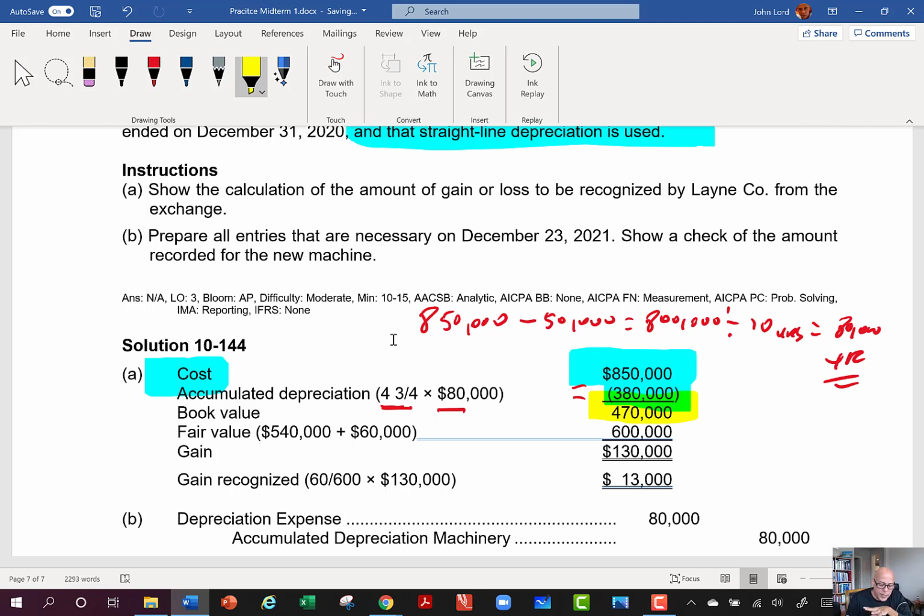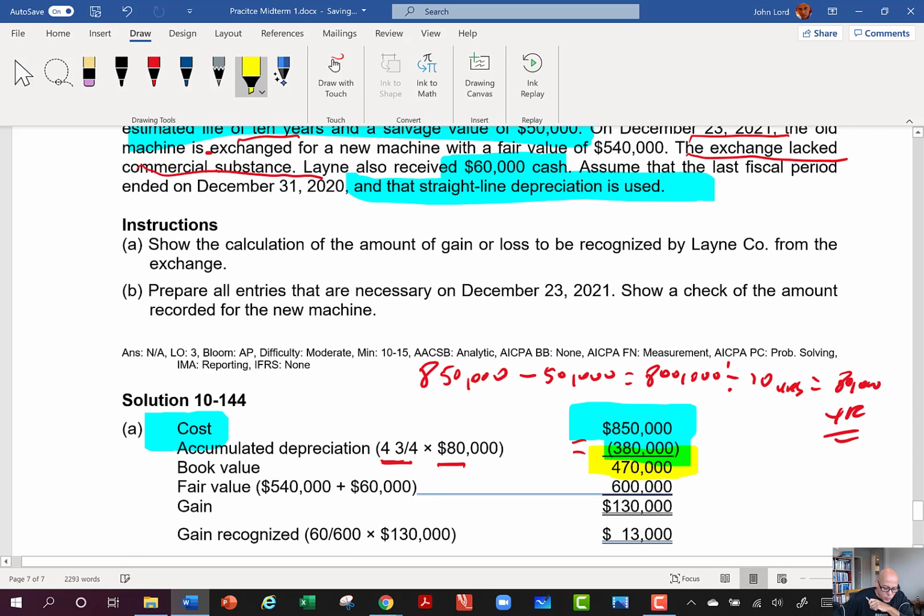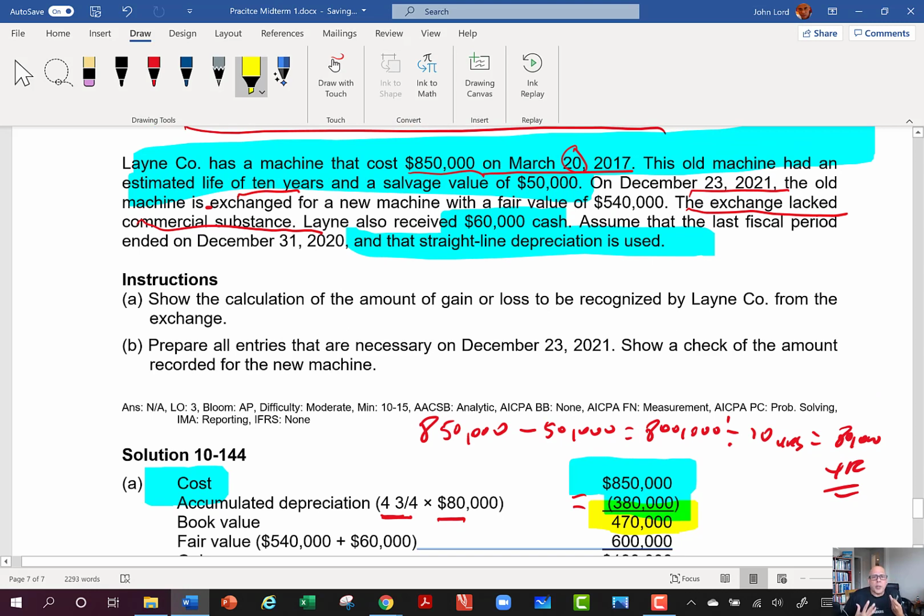Okay, so what is the gain? Well, to figure out the gain, I have to get between the book value and the fair value. But what's the fair value? I just calculated the book value at 470, but what's the fair value? Well, look, we assume that nobody is desperate. You know, I've got to sell this thing as quickly as possible because I need to buy a Christmas present. Nobody is desperate. We assume in accounting that everybody is basically going to do this in an orderly fashion.